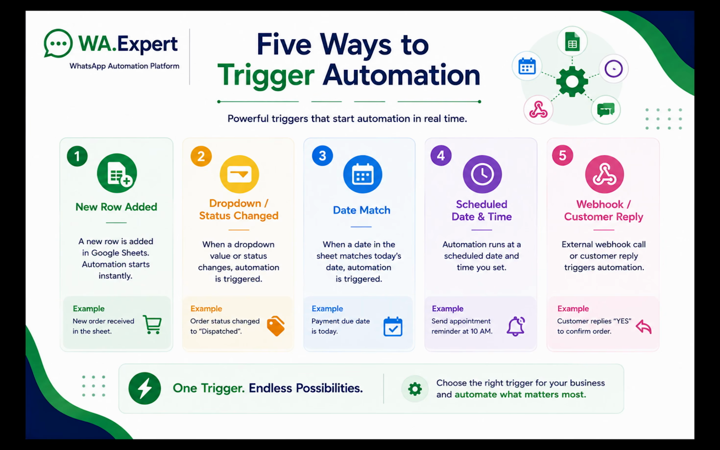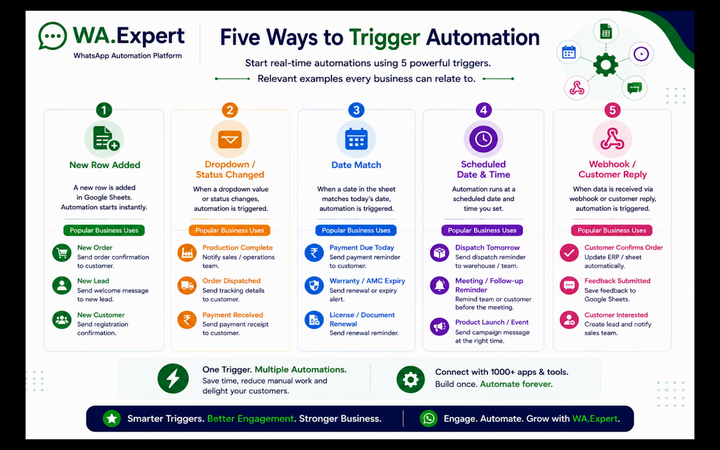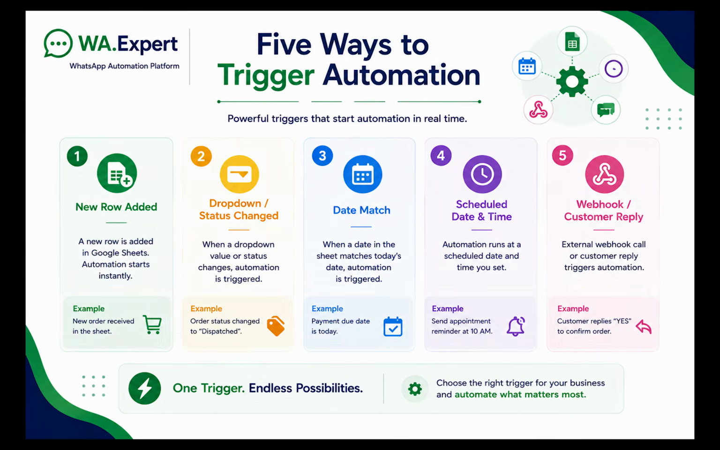Now, suppose you have a drop-down status change: lead status change, order status change, team member project status change, anything. Any status change that happens via a drop-down in the Google Sheet can automatically trigger a message. So order is dispatched, production is complete, payment is received. These are all potential drop-down triggers.